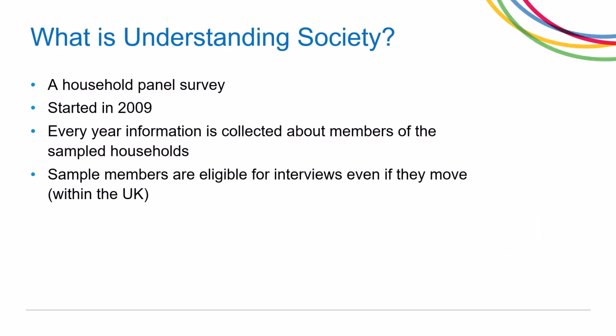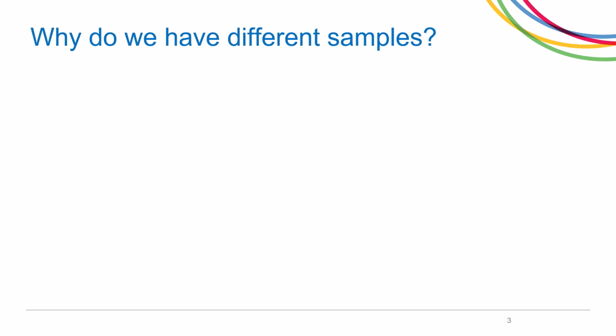Understanding Society is a household panel survey which started in 2009. Every year, information is collected about members of the sampled households. Core sample members are eligible for interviews even when they move, as long as they are moving within the UK. So why do we have different samples in the study?